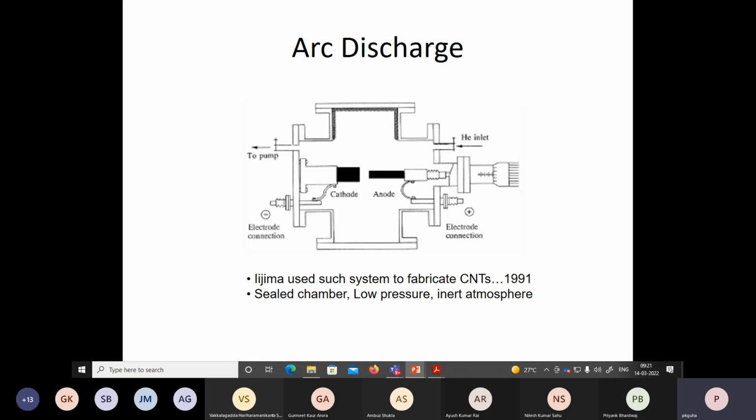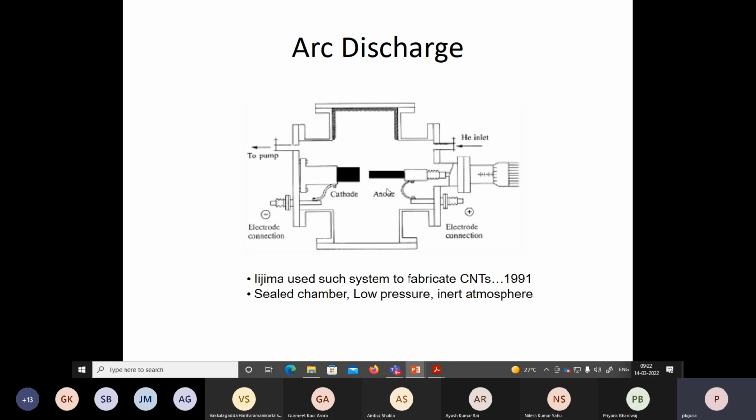Now, there are different techniques through which carbon nanotube can be made. One of the techniques is known as the arc discharge method. This is the method which Iijima used to develop carbon nanotubes. You do it in an inert atmosphere. There is a graphite electrode, and you apply a high voltage, which creates a high electric field, and discharge happens, and carbon nanotube forms on the electrode.